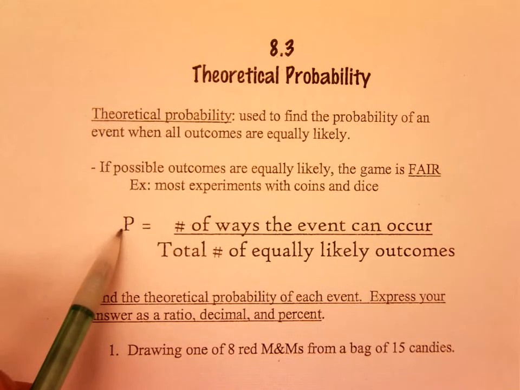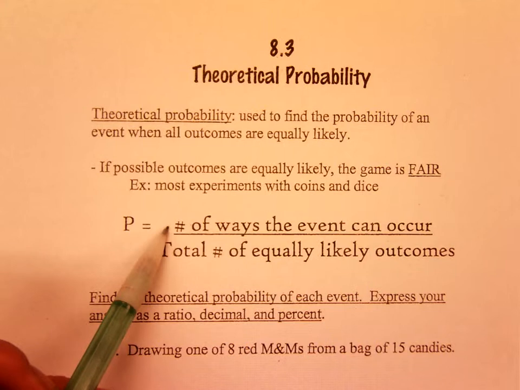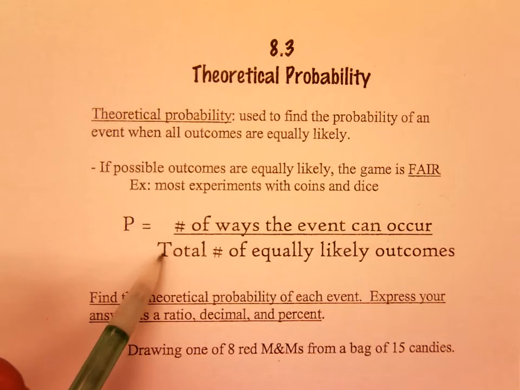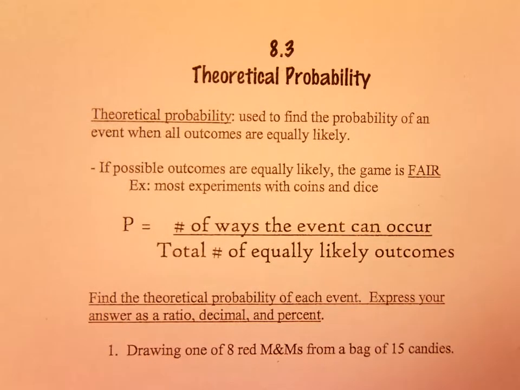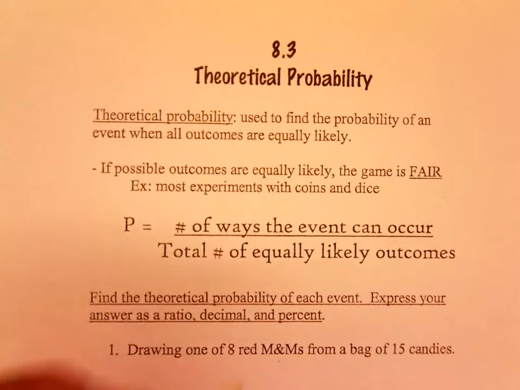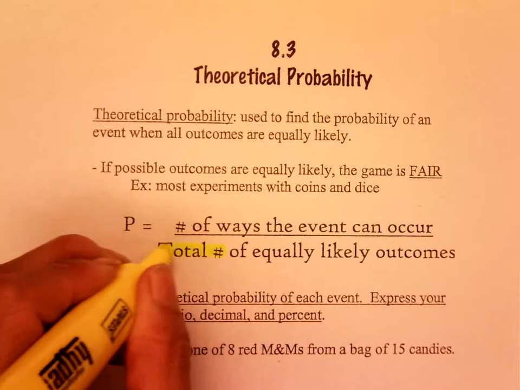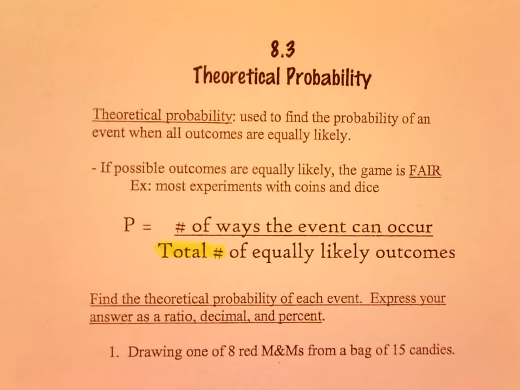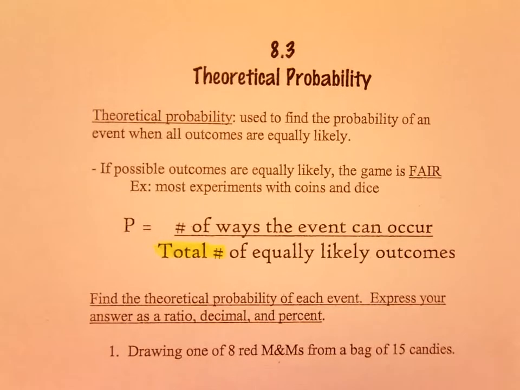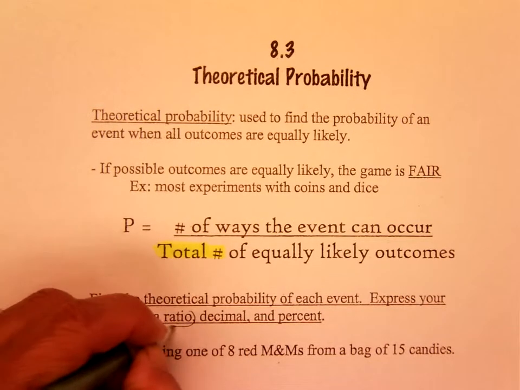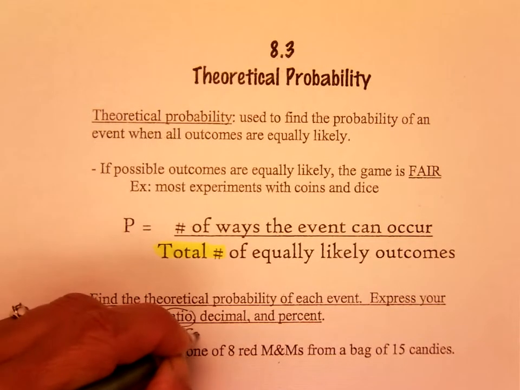P means probability, equals. The numerator is the number of ways the event can occur. Denominator is always the total number. Always remember, denominator is always the total number of equally likely outcomes. So here's what you're going to find in your classwork and homework. Find the theoretical probability of each event. Express your answer in ratios, decimals, and percent. Remember, ratios means fractions.